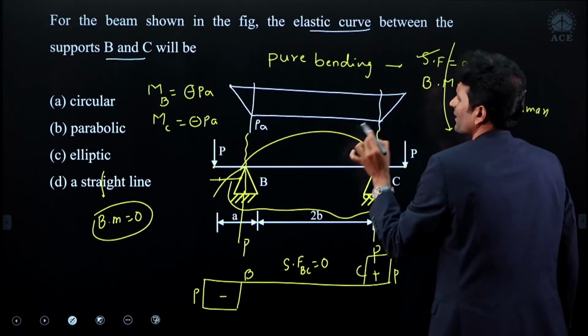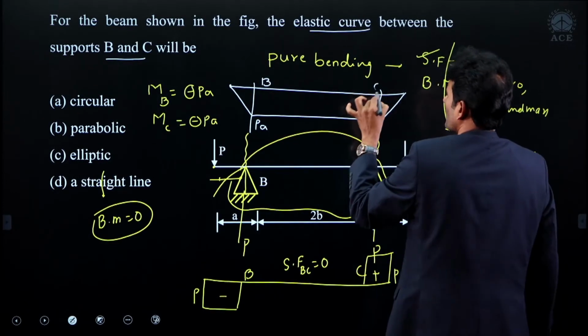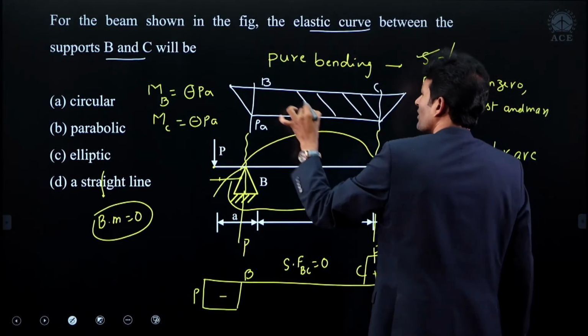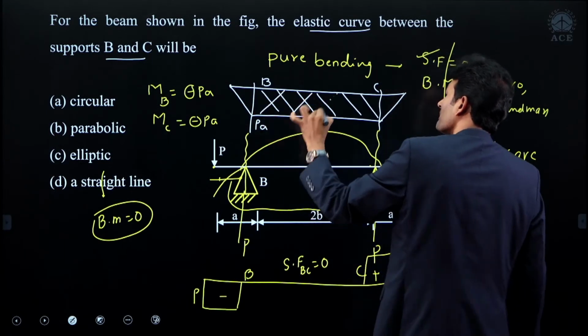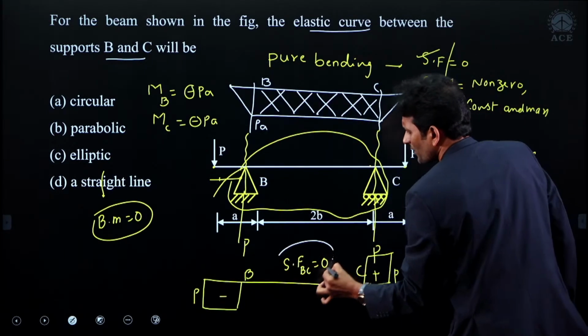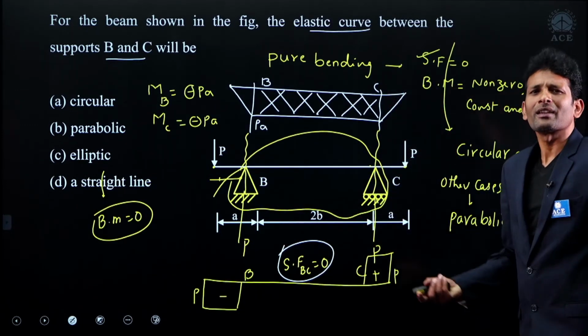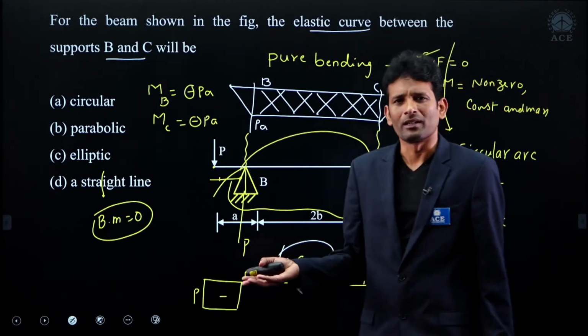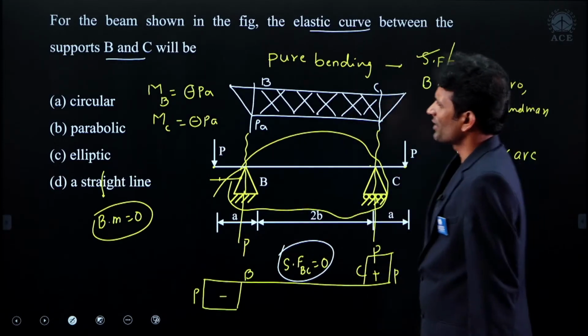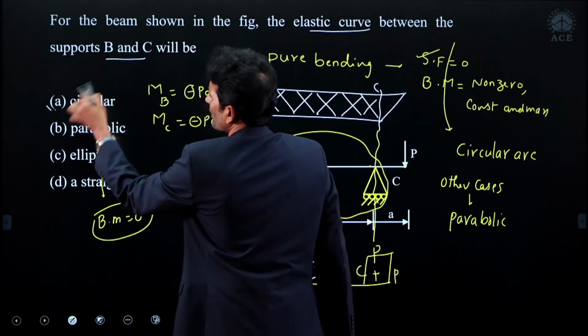Now look here. In the BC zone, when we observe, the bending moment is non-zero, constant and maximum. At the same time, shear force is 0. Then can I say this is a pure bending condition? Exactly. I can say it is a pure bending condition. Under pure bending condition, the elastic curve takes the circular arc shape.